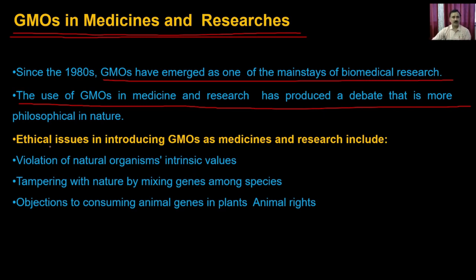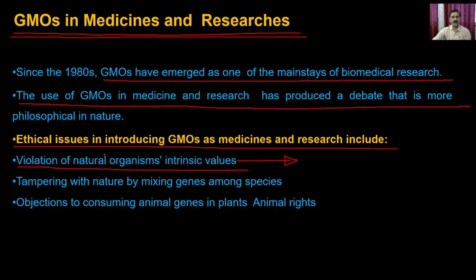But there are also ethical issues in terms of GMOs as medicines and research, which include the violation of natural organisms' intrinsic values, which means if you are producing GM crops, you are destroying the natural organism because it is losing its intrinsic values. Then you are tampering with nature by mixing genes among species, because you know that there is no species available where human proteins are naturally expressed in E. coli.